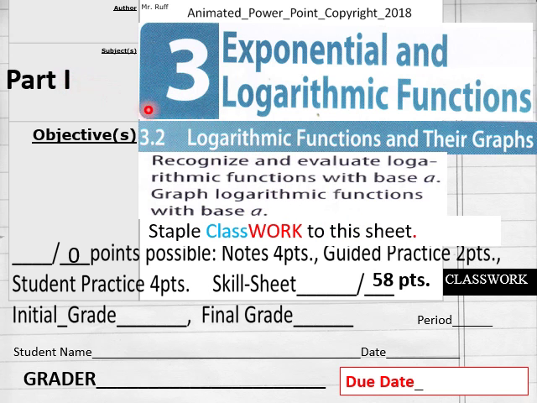3.2 part 1, logarithmic functions and their graphs. You've got a 58-point classwork lecture.